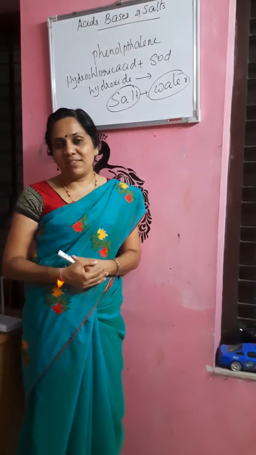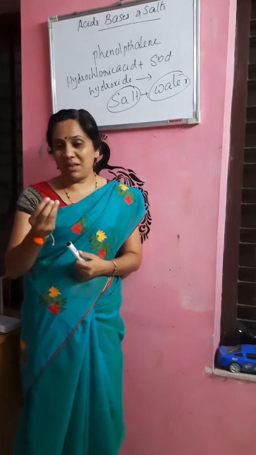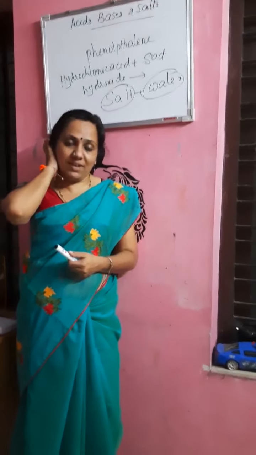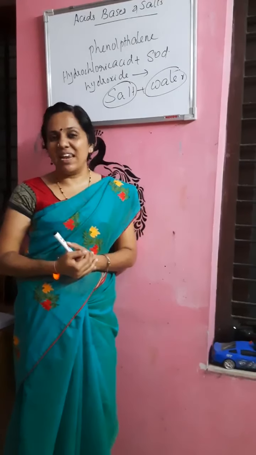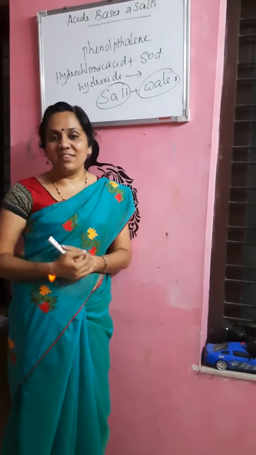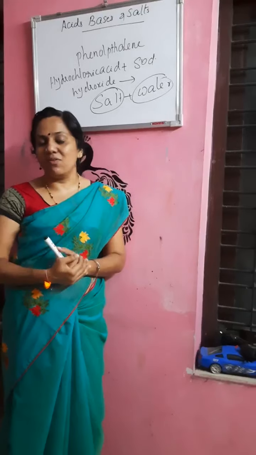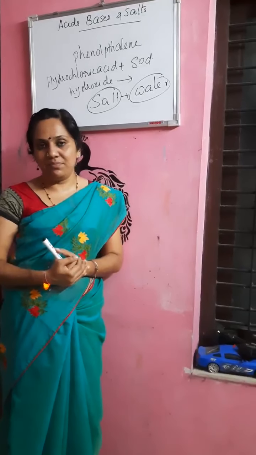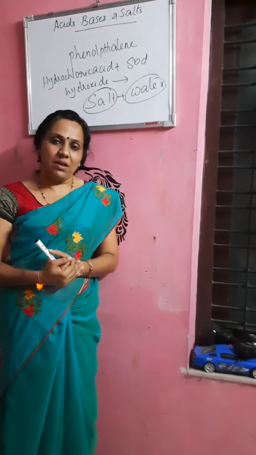Another application is during an ant sting. When an ant bites, what will happen? You will have an irritation on your skin. Why? Because the ant is injecting an acid called formic acid into our body. So the acid will cause irritation in our skin. So what will happen now? We will have a burning pain.